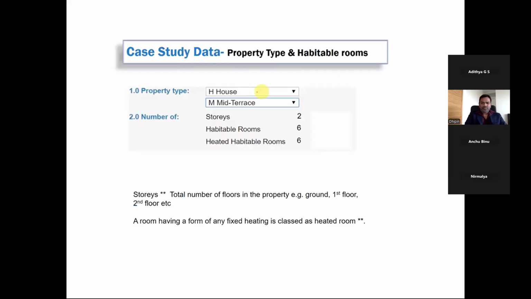Again, I don't know how that works in India, but here, as an energy assessor, they need to consider a lot of things. There are two categories: one is related to houses, and the other is related to commercial properties. All that we have seen today is related to houses, and the property type would be captured, along with the number of storeys, habitable rooms, and heated habitable rooms. All those would be considered when they are calculating ratings.